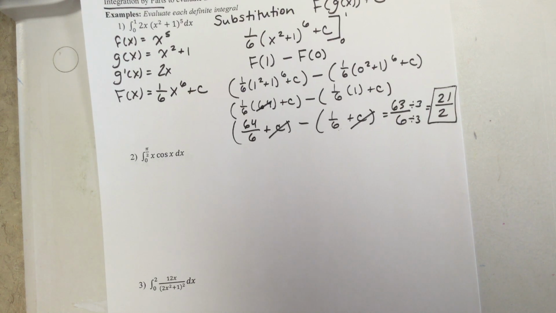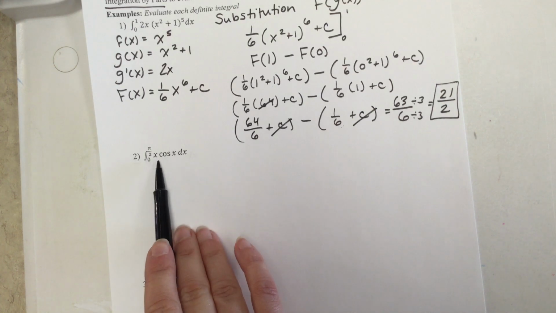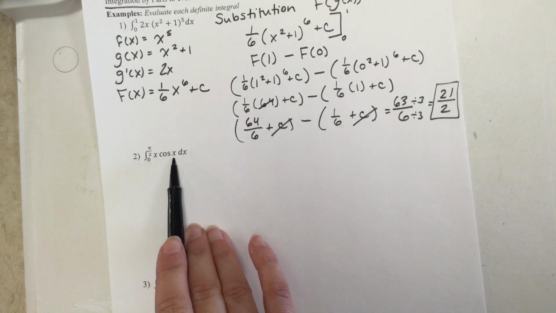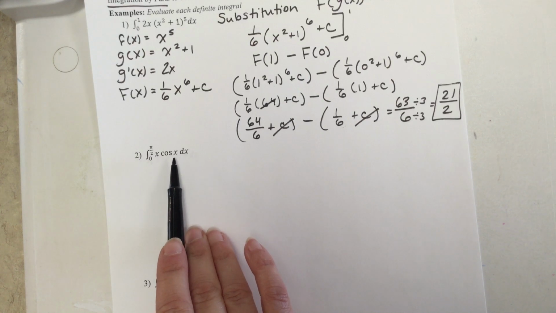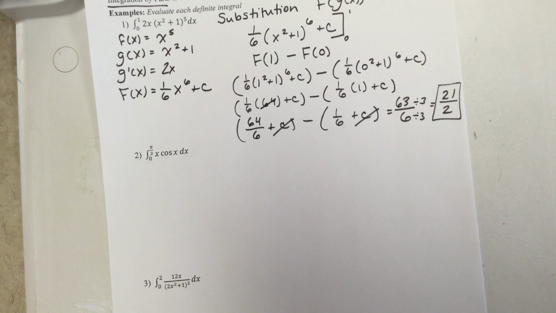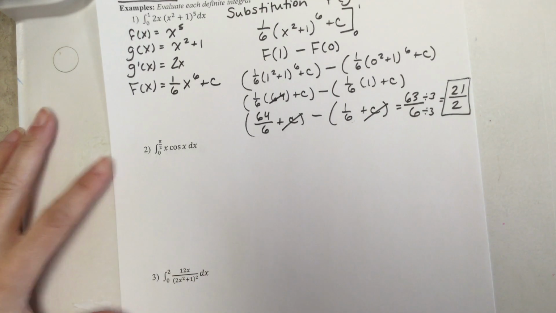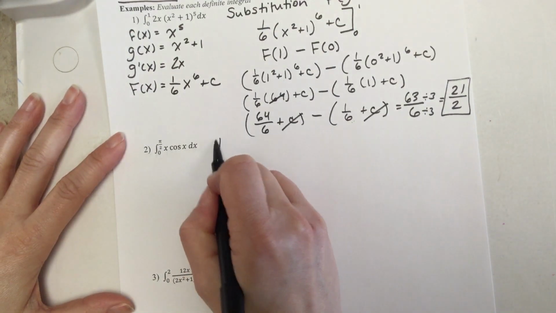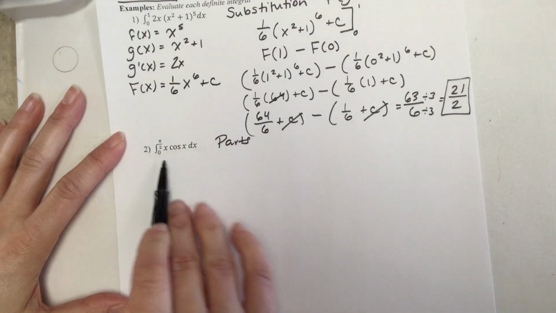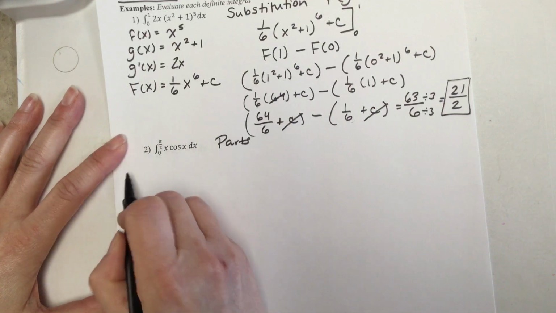All right, let's go on to number 2. Now, number 2, I don't see a composite function at all, because this is the cosine of x. If this was like the cosine of x squared or 3x squared or something like that, that would be a little hint maybe to try substitution. But I don't see any compositions here. So I'm going to go integration by parts, because this resembles the product rule. This has a variable, this has a variable.